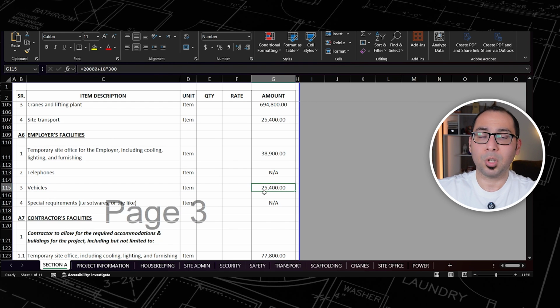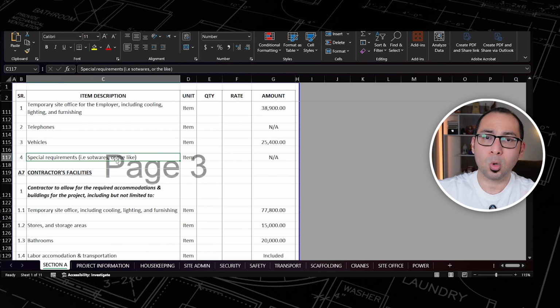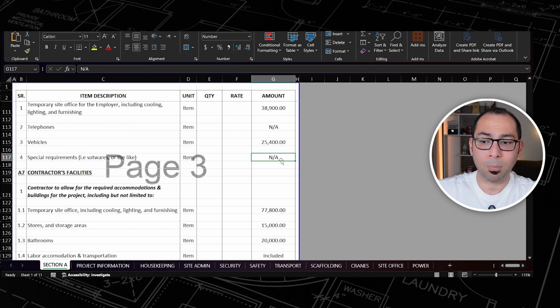Vehicles, maybe your contract says that you have to provide the client engineer with a car. Then again, the same calculation, 20,000 plus 18 into 300, and we explained this previously. Then special requirements like any software, or if your contract says that any specific software should be purchased for the purpose of managing this project by the client or something. In this case, it is not applicable, but in some other cases, it might be applicable.